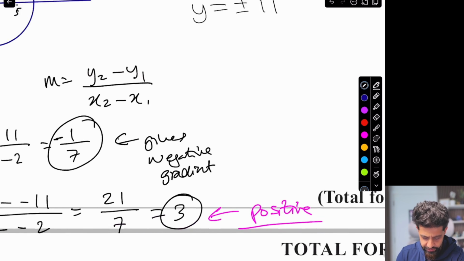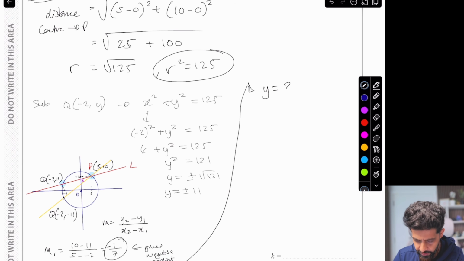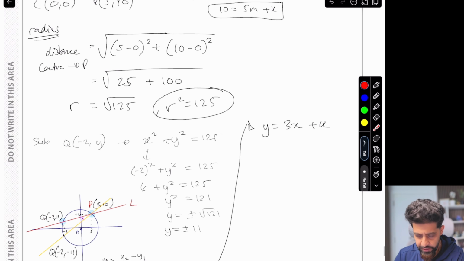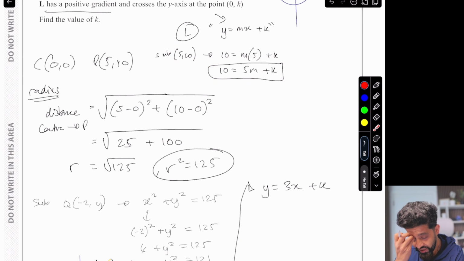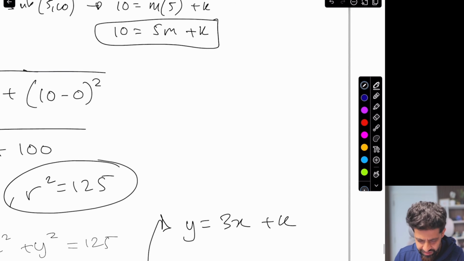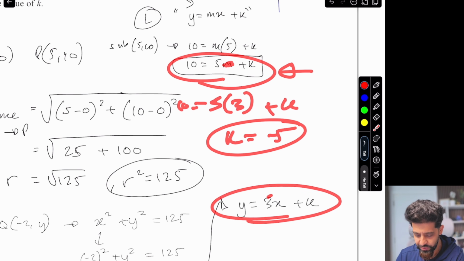Now that we've found our gradient, which is 3, we can go up here and say the equation of a line is y = 3x + k. Remember earlier on, we were finding it like that. We can sub it in there if we want to, but this was subbing in (5, 10) as well. It doesn't make a difference because we know that the gradient is 3 now anyway. You could sub it in there: you sub in m as 3, you get 5 times 3 plus k equals 10, take the 15 to the other side, k is equal to minus 5. But I'm going to show you using this.